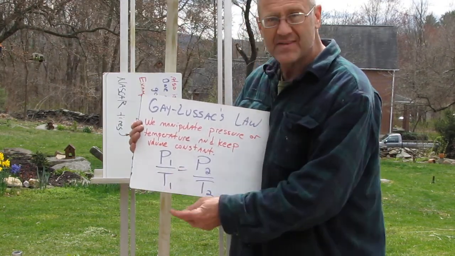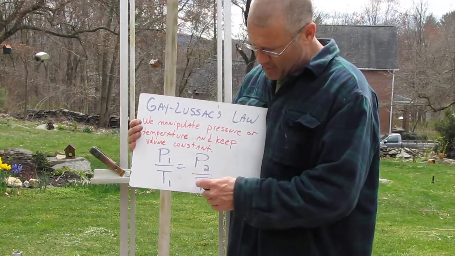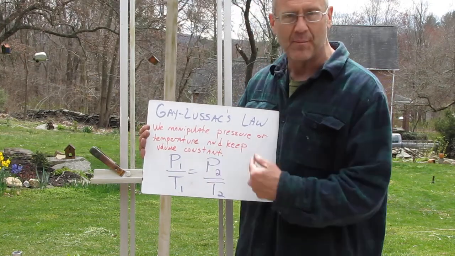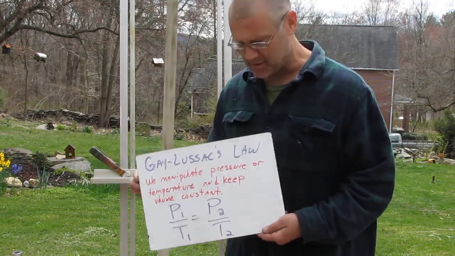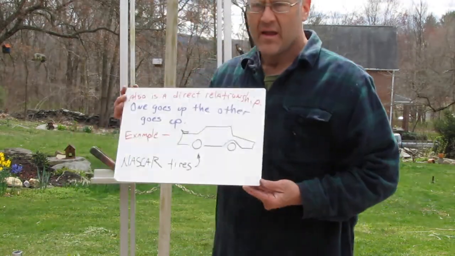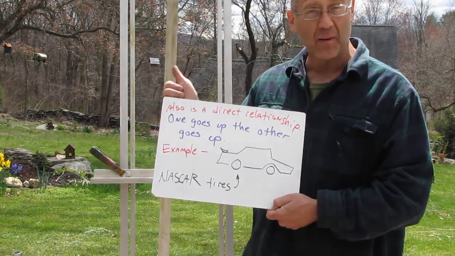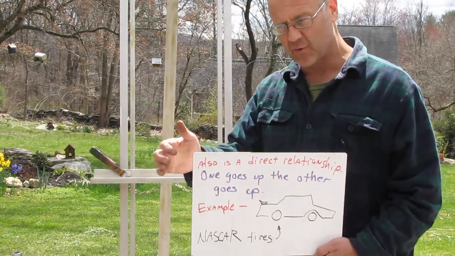Okay, so P1, T1, those are our starting conditions. And then we're going to change one at P2 or T2 and then do some math, right? So pressure and temperature is the relationship of Gay-Lussac's law. This is also a direct relationship. So one goes up, the other goes up. Direct relationship.